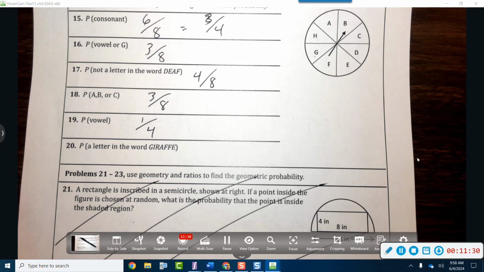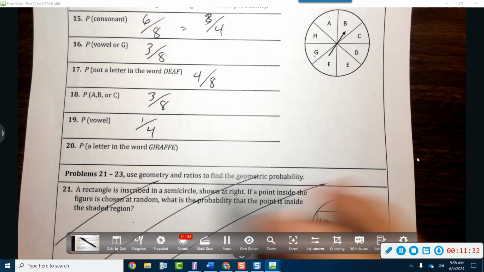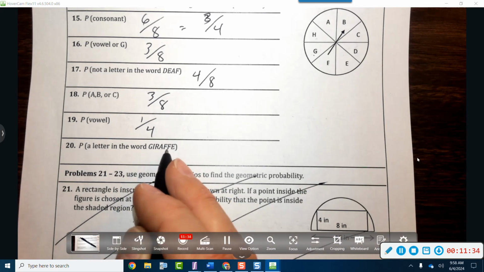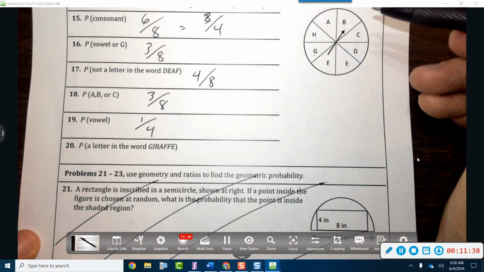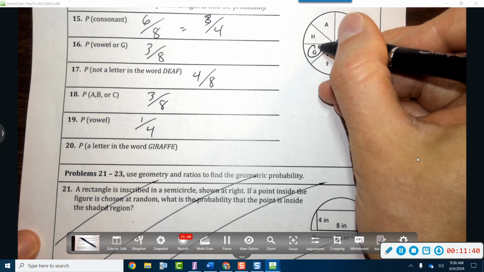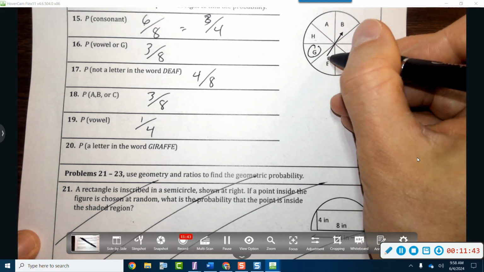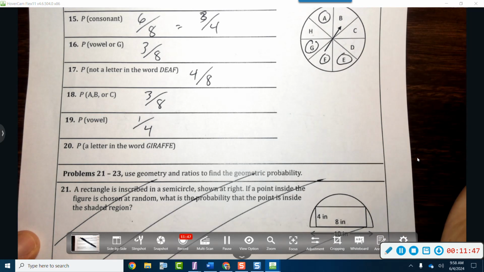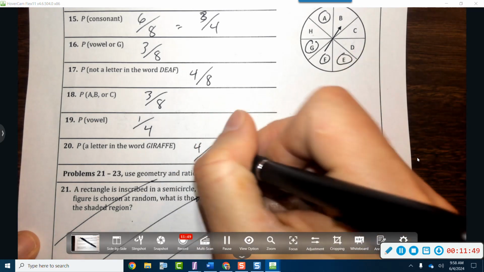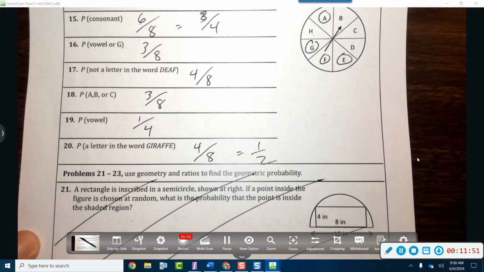But we're good. So 1, 2, 3, 4, 5, 6. 6 different letters. And we've got 1, 2, 3, 4. And that's it. So 4 out of 8. All right. That's that one. We'll do the next.